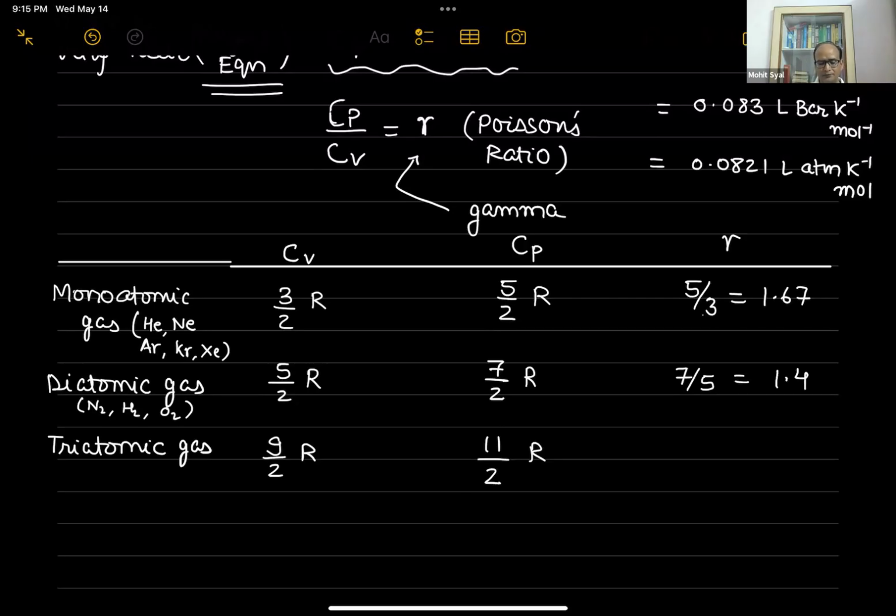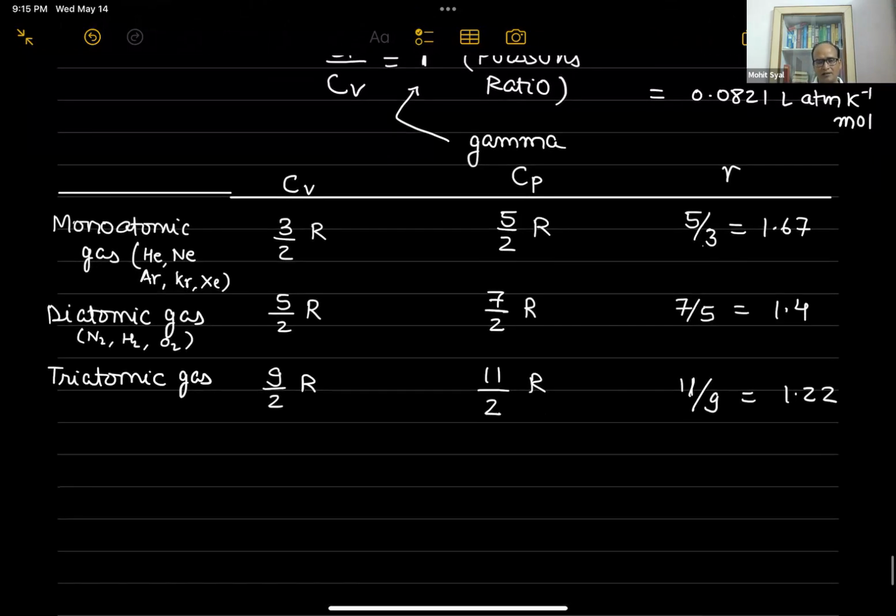1.4 is the gamma value, and this is 11 by 2, 1.2. Got it. So these are the types. Triatomic gas. Can you give me an example of a triatomic gas?